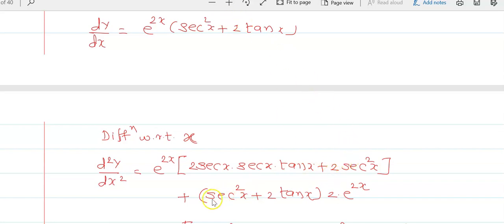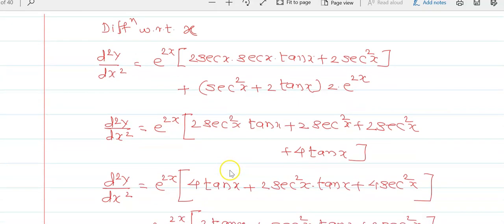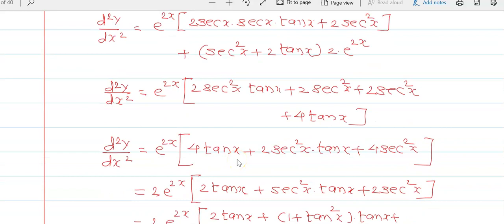In the next bracket, sec square x plus 2 tan x as it is, and derivative of e raised to 2x, which is e raised to 2x into d/dx of 2x, is 2. And overall, take e raised to 2x as common. And in the answer, you are required in a specific form. Therefore, we are arranging in that form. That is the first 4 tan x plus 2 sec square x into tan x plus 4 sec square x.